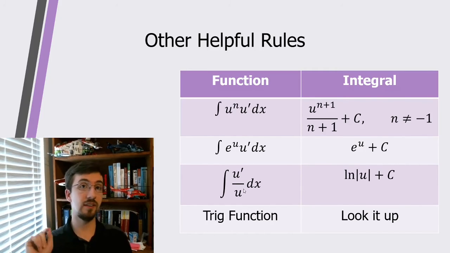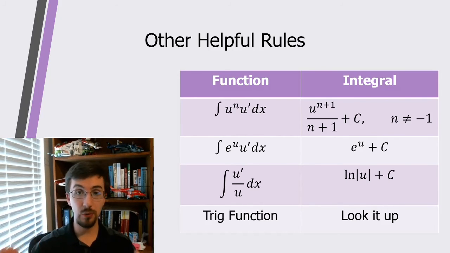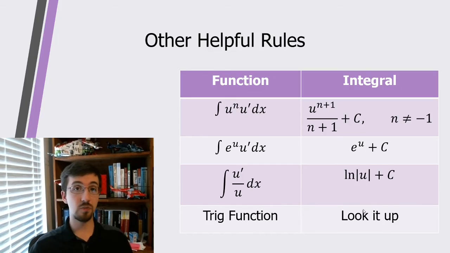This one's really important, and this one might trip you up. The integral of u prime over u times dx is the natural log of the absolute value of u. You have to use the absolute value when you're doing this. Otherwise, it is wrong. Then, if you have a trig function, you should probably look it up. There are obviously other far more complicated integral methods. We'll talk about one of them in another video, but most of them I recommend you just check out in your calc textbook, look up somebody else's videos, or look up the problem in a table of integrals.